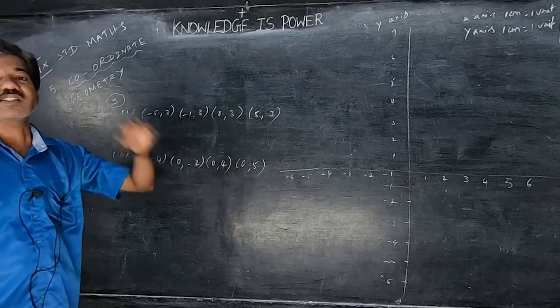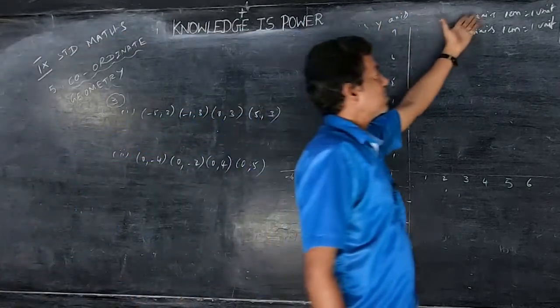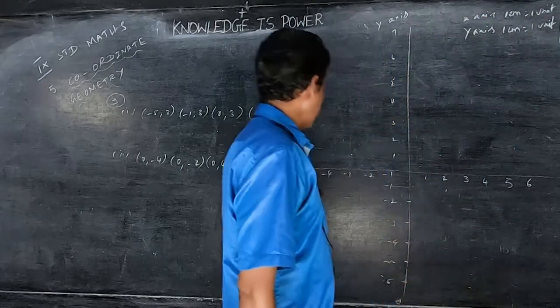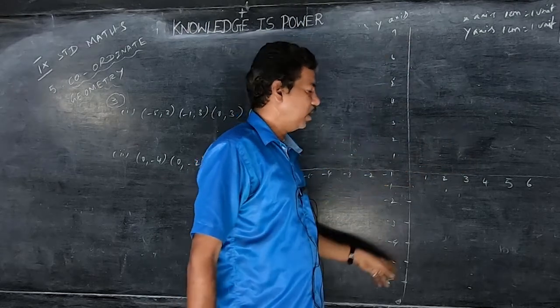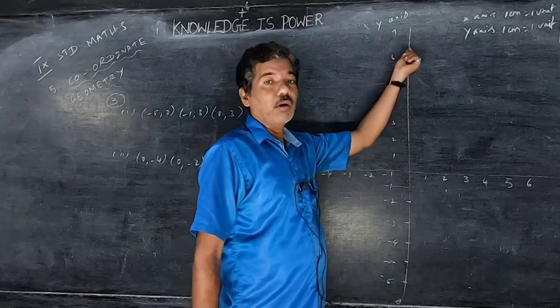Draw the graph first like this. Okay, write the scale as usual. X-axis 1 cm equal to 1 unit, y-axis 1 cm equal to 1 unit, and draw a line at the middle. Write the x-axis, and here the y-axis in the middle is a thick line.